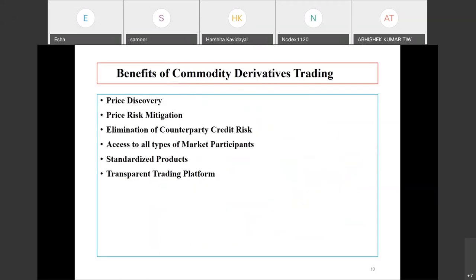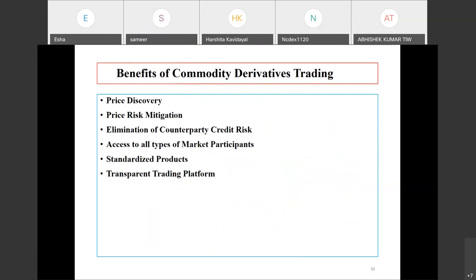Then benefits of commodity derivatives trading: price discovery, price risk management, elimination of counterparty credit risk. I'm coming to the first two points. Elimination of counterparty credit risk, that I told you, the clearing corporation has a very crucial function and plays a very, very significant role in the commodity derivatives market. We will understand its function in a later slide.